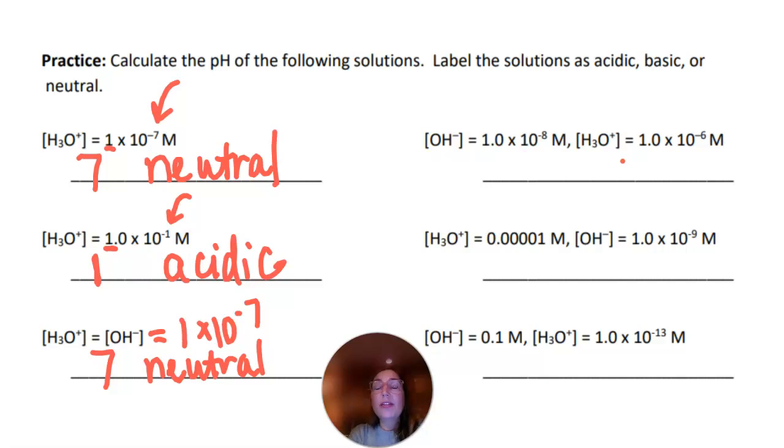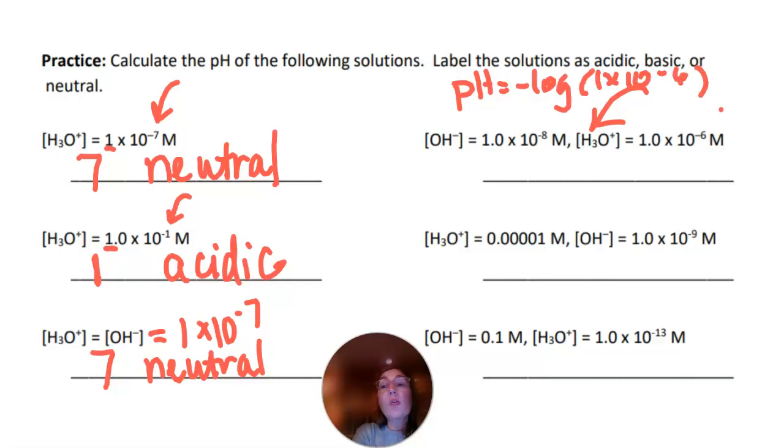We have an OH minus concentration, a hydroxide, and a hydronium ion concentration. Probably the easiest thing to do for this one is to say, well, I know my H3O plus. Why don't I use that to calculate pH? So I'll go, okay, pH equals negative log of 1 times 10 to the minus 6. Or, hey, I can notice this is a 1, and so my pH will be 6. That's less than 7, so that one's acidic as well.